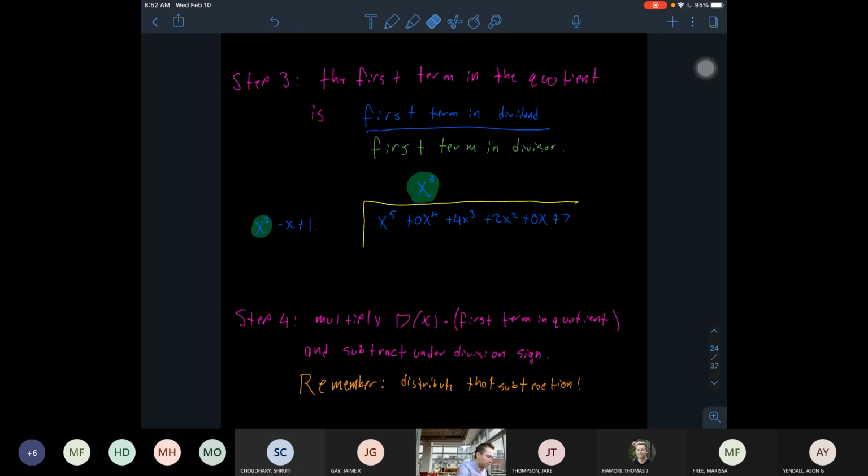So you can think of this in a couple ways. You can say we're taking the first term of the dividend and we're dividing it by the first term in the divisor. Or you can think of saying, what is the thing that I need to multiply x squared by in order to get x to the 5th? That's the other frame of reference, I guess. Okay, so I'm going to put x cubed up in the quotient.